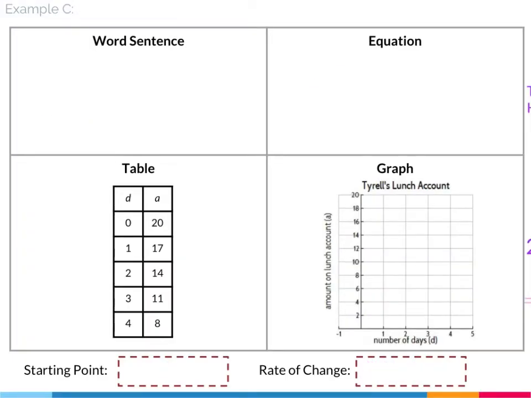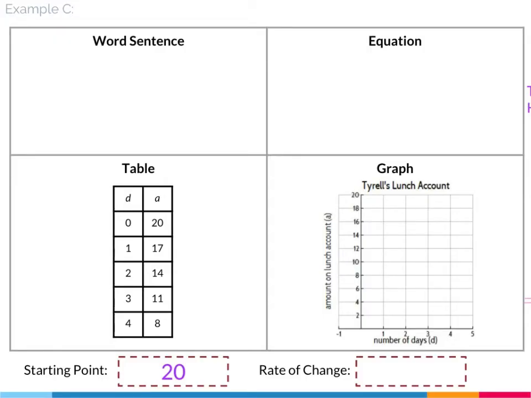Now let's look at example C. So here in example C, they gave us the table, and we're going to need to fill in the graph, the equation, and the word sentence. So again, we're going to try and find our starting point and our rate of change. Now, without our graph, it might be more challenging to find a rate of change since we're just given a table. We're not really told what's going on in the situation, other than we know it's about Terrell's lunch account because that's the title of our graph. But we can figure out our starting point because our table starts at 0, 20. So we know our starting point is going to be 20. We don't know what's happening, but we know that we're starting at 20.